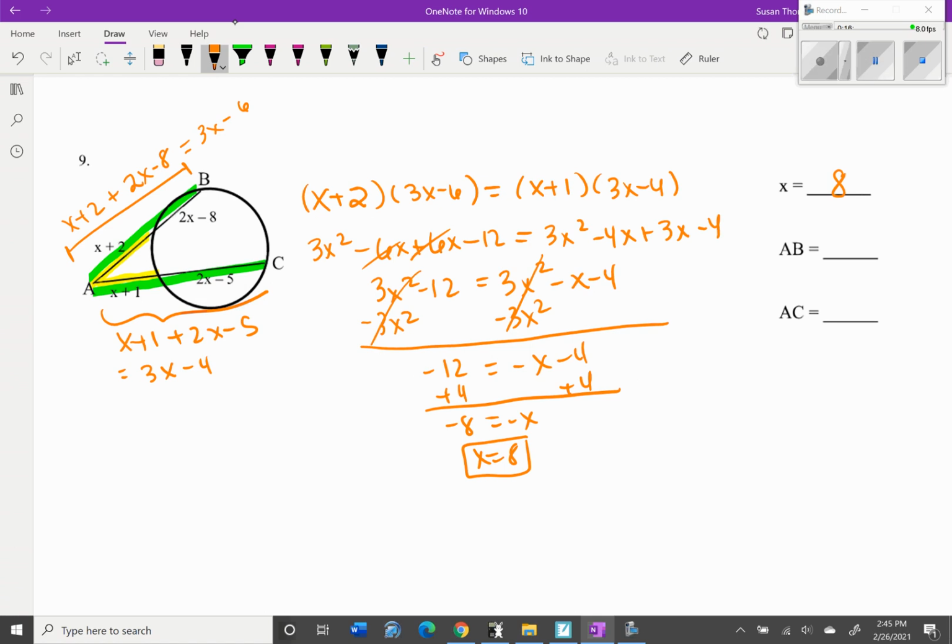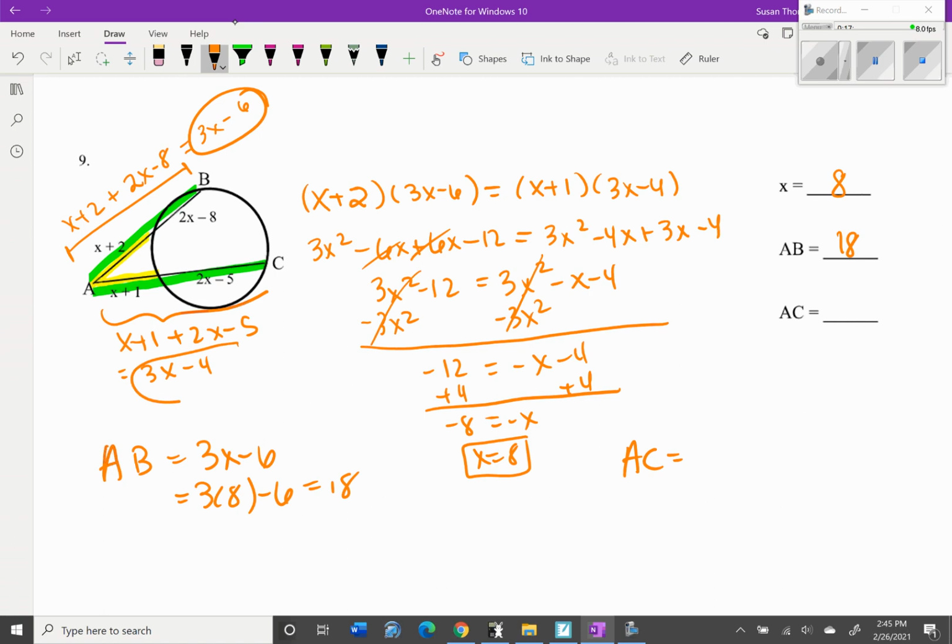So now that we have that, we want to find AB. AB, remember, was equal to 3x minus 6. So that means we get 3 times 8 minus 6, which is 18. And then we want AC, which remember was 3x minus 4. So 3 times 8 minus 4, which gives us 20.